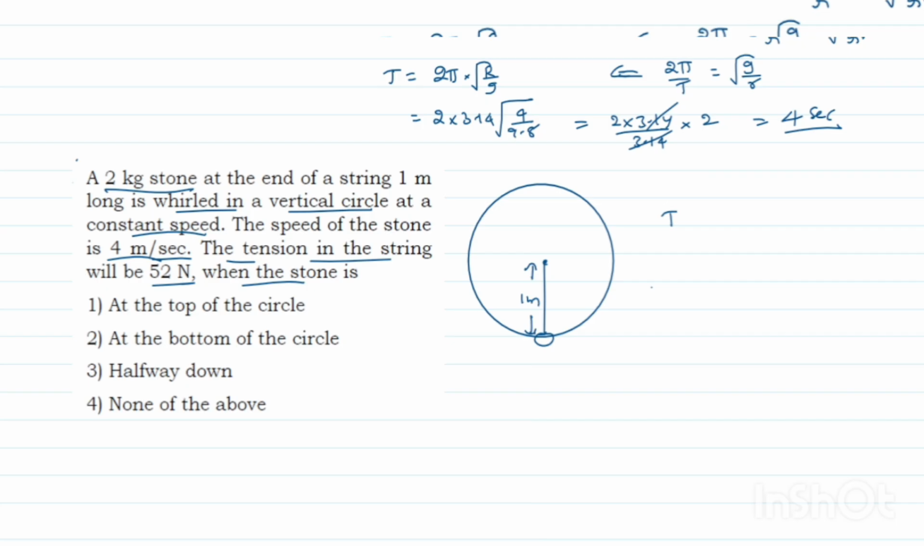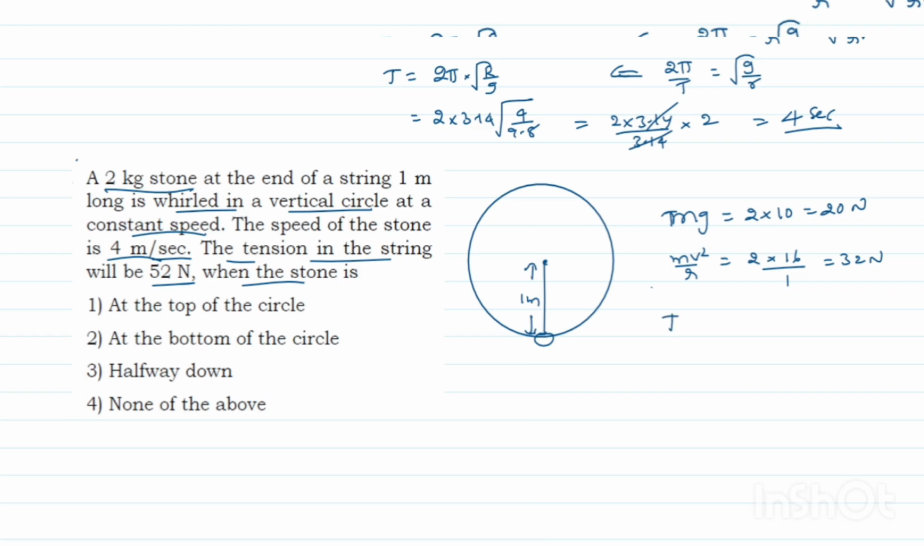So here first you have to calculate mg. Mass is given as 2, into 10, this is 20 newtons. And the centripetal force value is mv square by r. Mass is 2 into the constant speed of 4 meter per second, 4 4s are 16, by radius, which is 1 meter, which is nothing but 32 newtons.